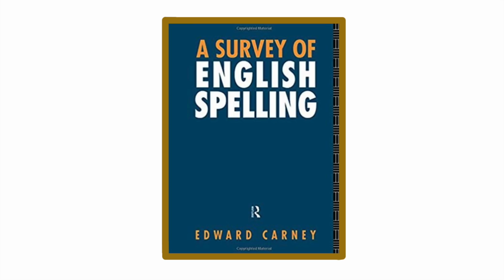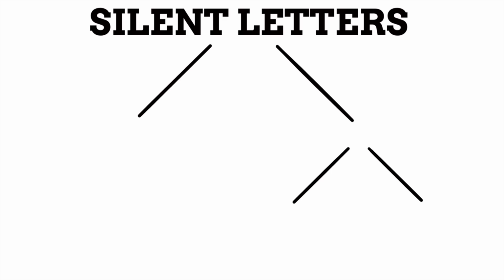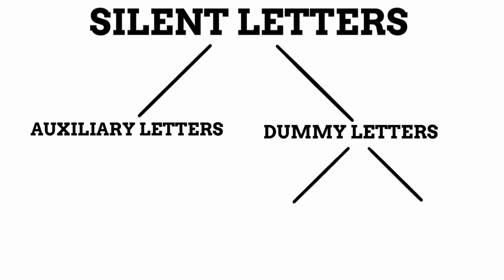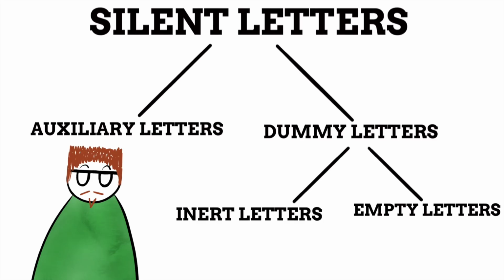Author of A Survey of English Spelling, Edward Carney, did a breakdown of the various kinds of silent letters and placed them into 2 different groups, with one of those groups breaking down into a further 2 subgroups. These 2 groups are auxiliary letters and dummy letters, and dummy letters break up into the subgroups of inert letters and empty letters. Man, it's crazy how much we can talk about something that doesn't even make a sound.